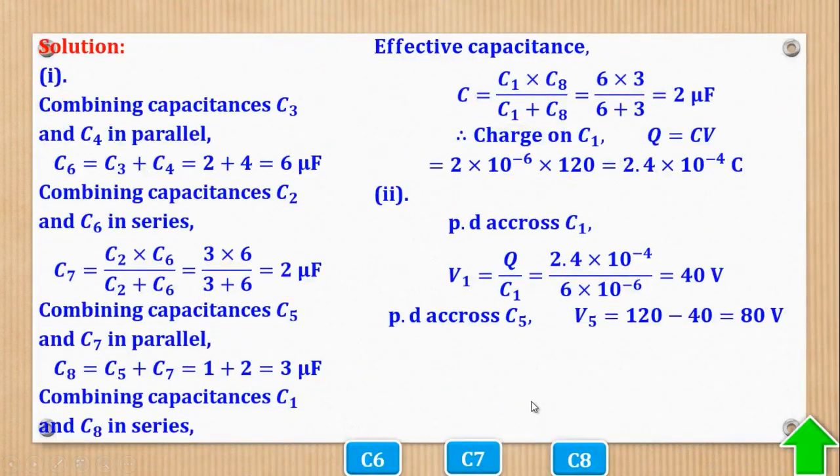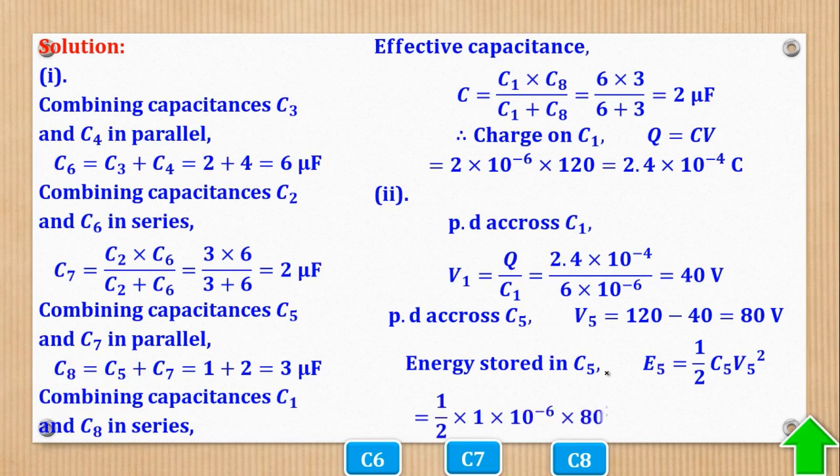So PD across C5 will be good by subtraction to give you 80 volt. So now that I know the PD, I can easily get the energy stored in C5. I have half CV squared to give you this as the answer they wanted.